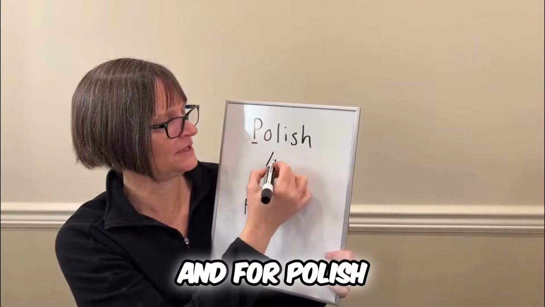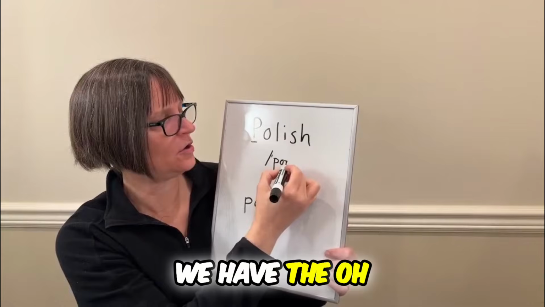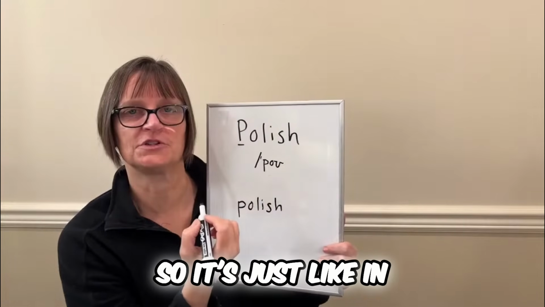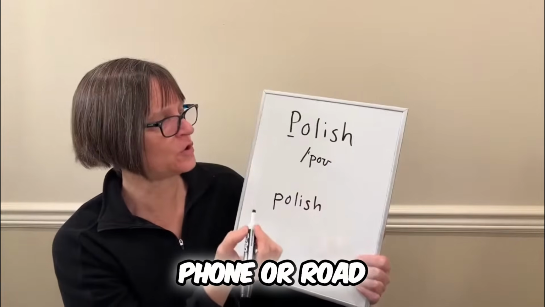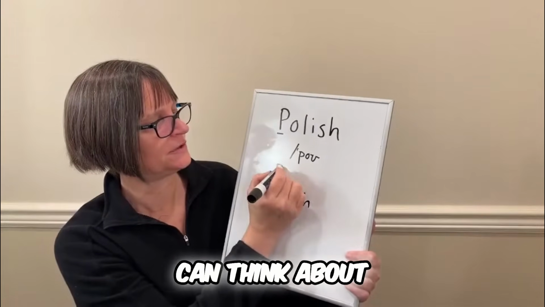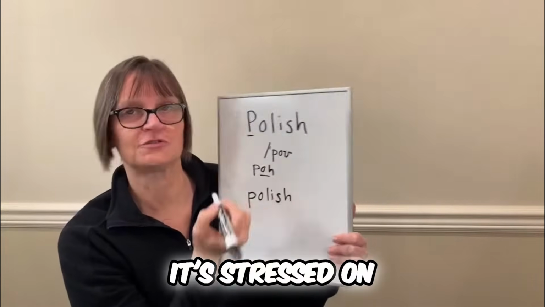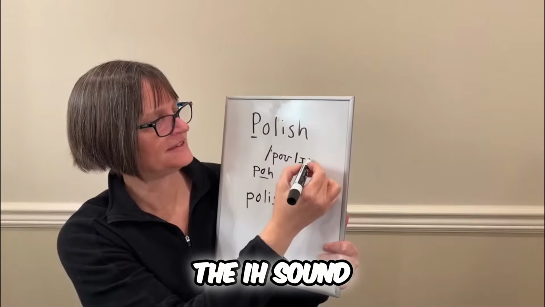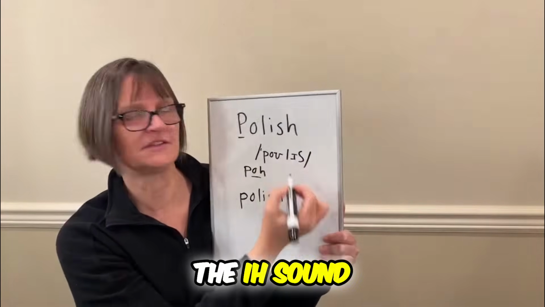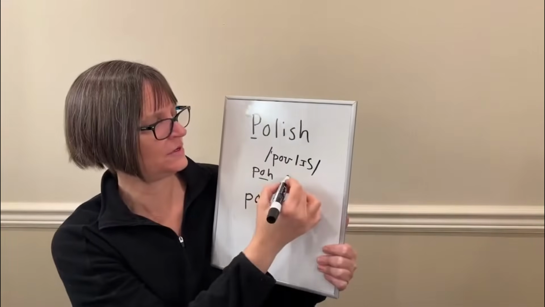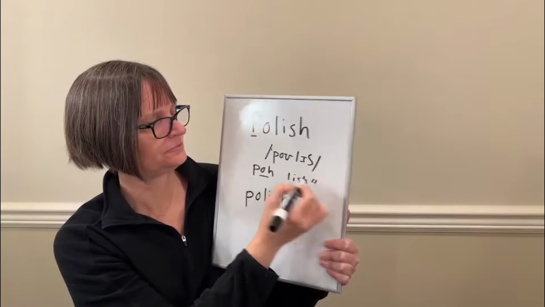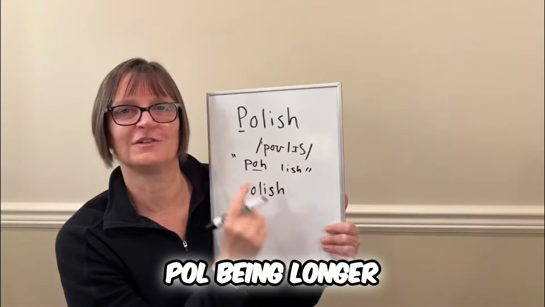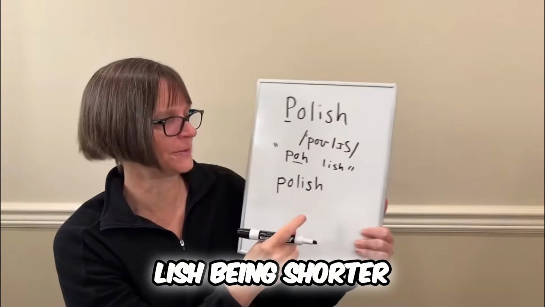And for Polish, we have the O diphthong. So it's just like in phone or road. So you can think about it like O. It's stressed on the first syllable, po. And then we just have the uh sound, the l sound, the i sound, and the sh sound. So Polish. With the po being longer and stressed and the lish being shorter.